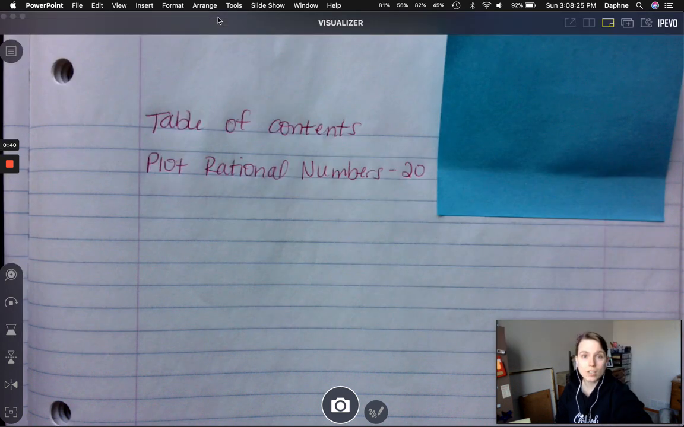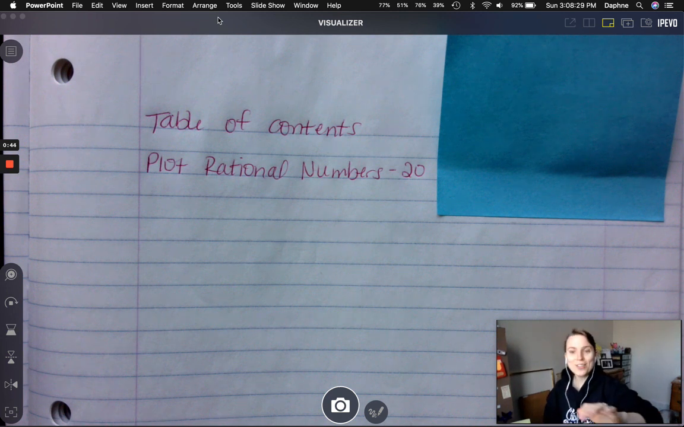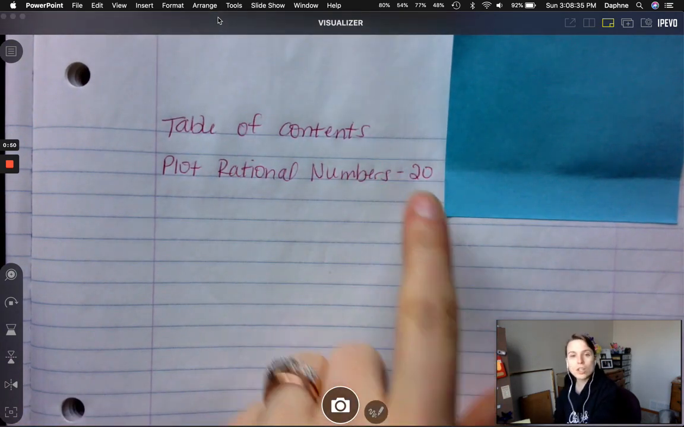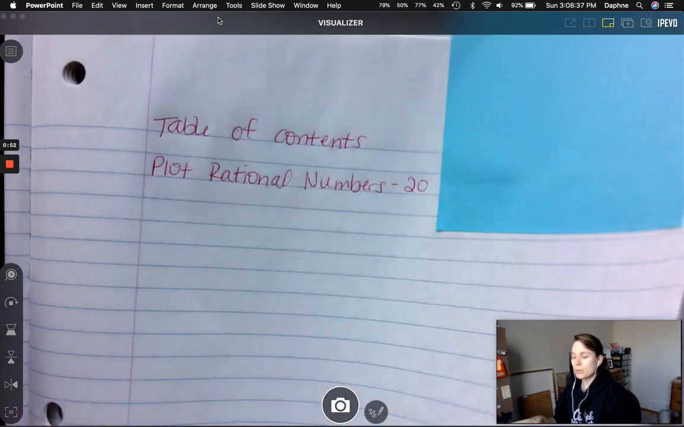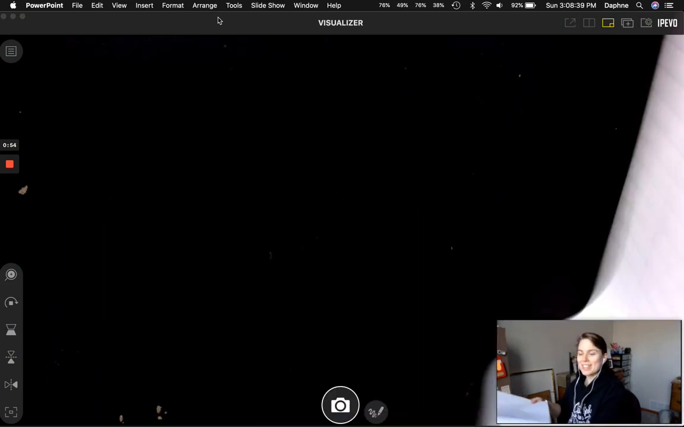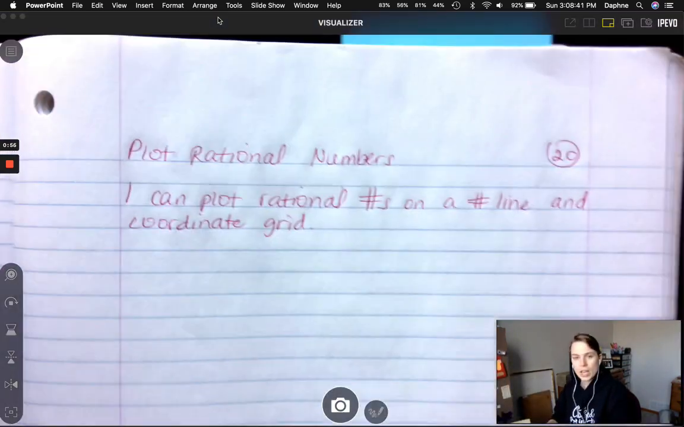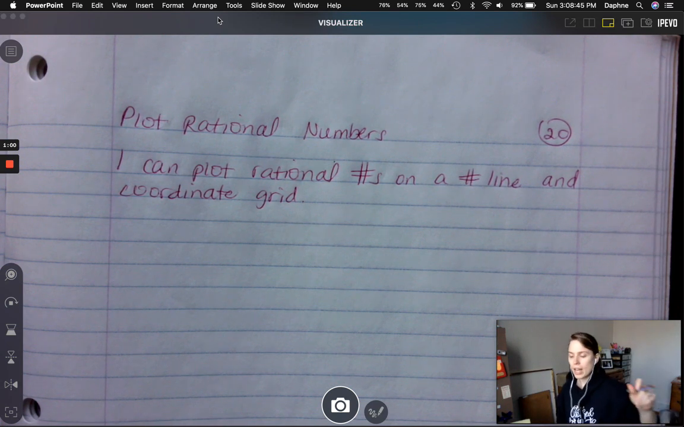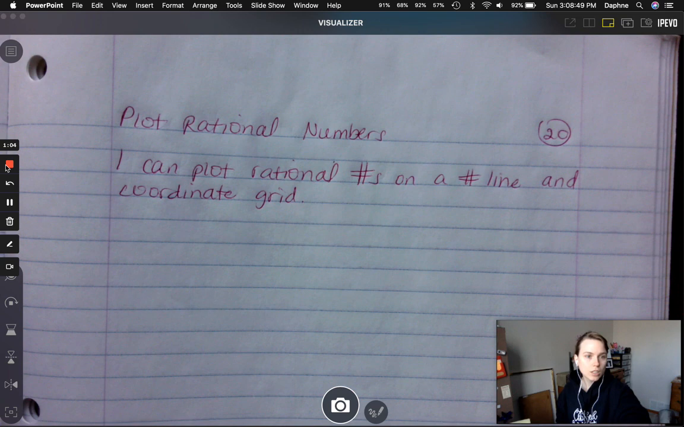All right, so I am in a new notebook because I ran out of paper in my old one. So I'm starting a new table of contents, but continuing our page numbers. So we are on plot rational numbers for page 20, which will be just the next page in this notebook. So here is our title. There's our learning target if you want to pause and write that down. And I'm going to pause the video so that we can get to the next piece.